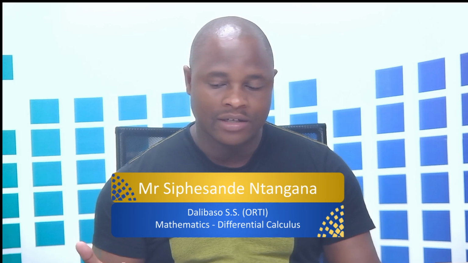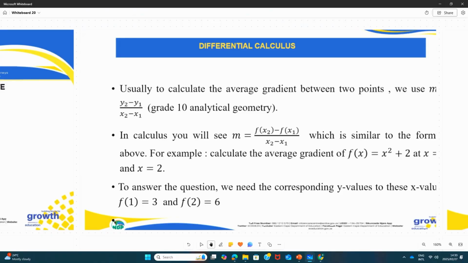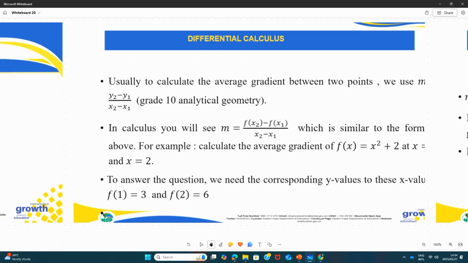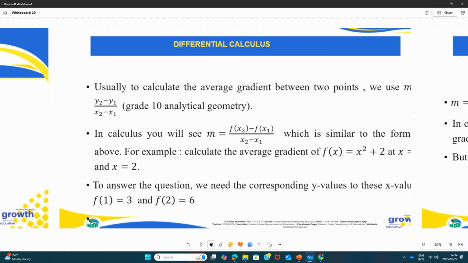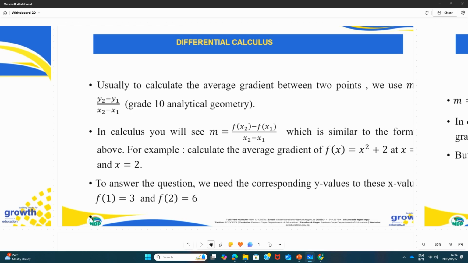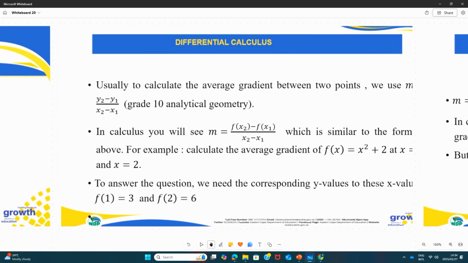Usually in grade 10, how you calculate the gradient, you use the formula m equals y2 minus y1 divided by x2 minus x1. That is the formula we're using for calculating the average gradient in grade 10. But in calculus, you will see something like m equals f at x2 minus f at x1 divided by x2 minus x1, which is a similar form to the formula above.